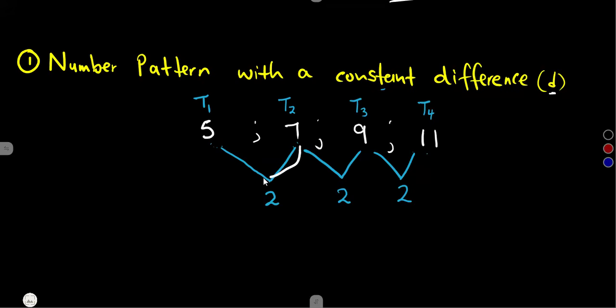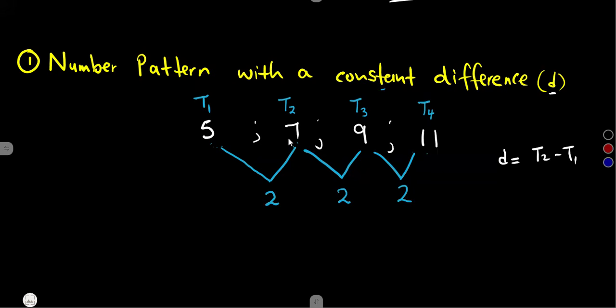So it's this one minus this one, this one minus this one, like that. So that is the condition of finding our D: second term minus the first term. Or you can use third term minus the second term, whatever order that you want.